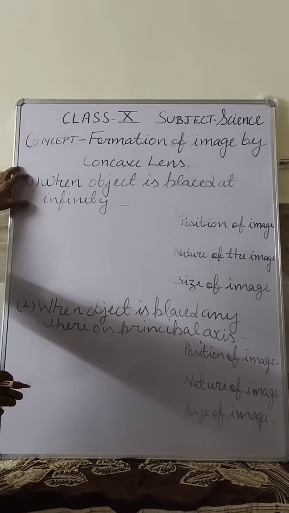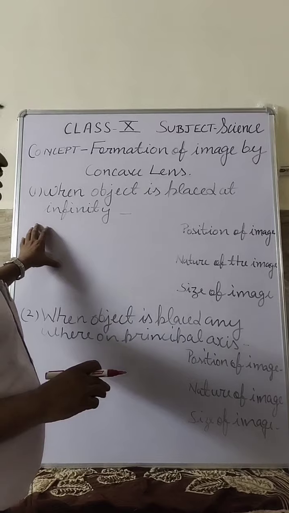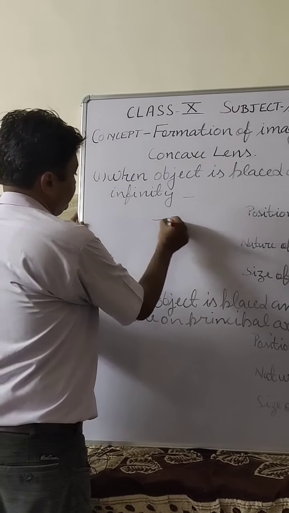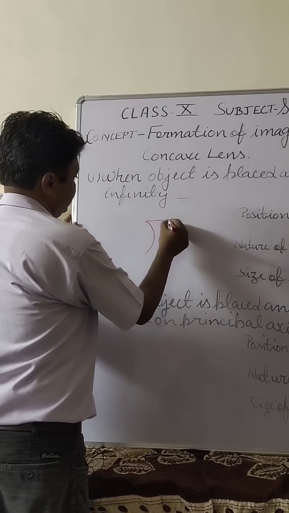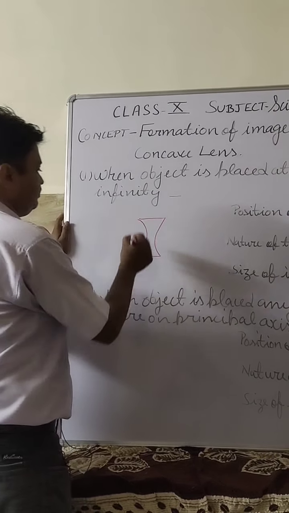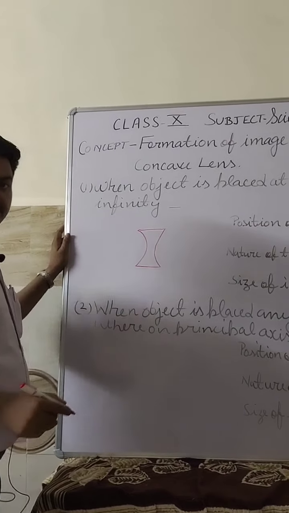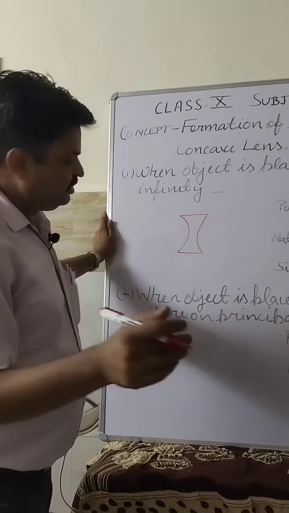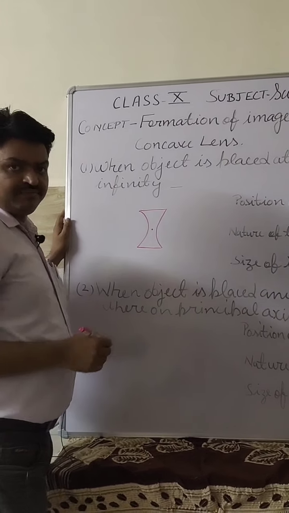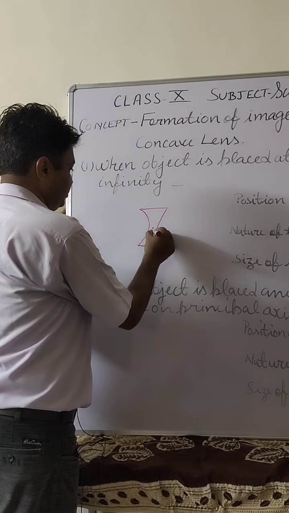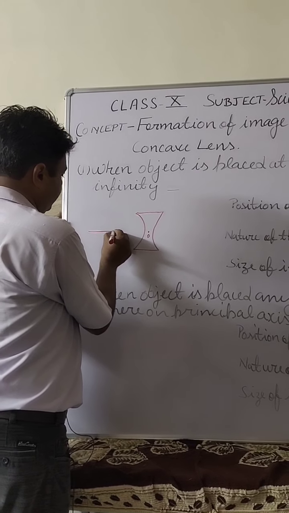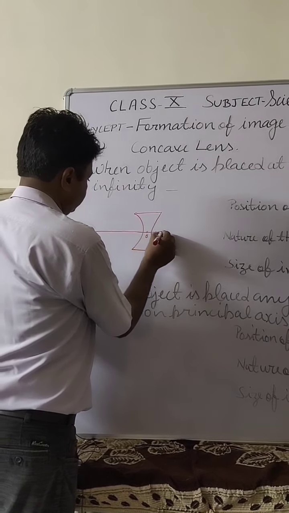When object is placed at infinity, so first what will you do? You will draw the concave lens. This is the concave lens. Now you will try to find out again the midpoint of this. It is the midpoint, and what do we call it? It is optical center.